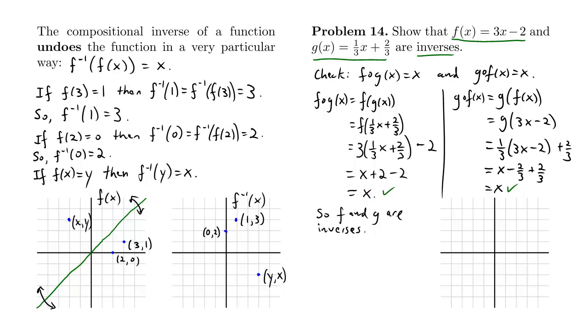Let's draw the picture for f and g. Since f is a line with slope 3 and y-intercept minus 2, here's the picture for f. g is a line with slope 1/3 and y-intercept 2/3. So you can check that g passes through the point (1, 1). So this is the picture for g. It's exactly the reflection of f in the line y equals x.